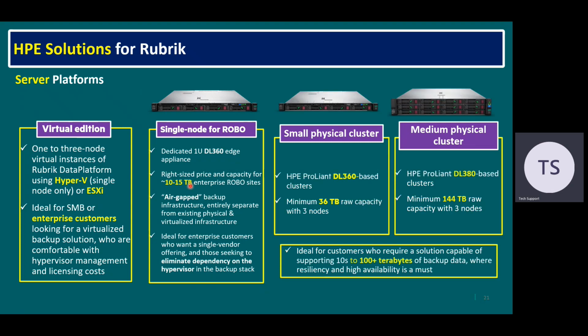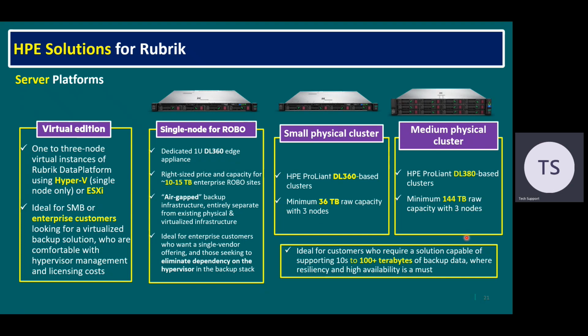Another two solutions are the small physical cluster and the medium physical cluster. When you are using a small physical cluster, these are HPE ProLiant DL360 based clusters, and the minimum raw capacity is 36 terabytes with 3 nodes. When it comes to the medium physical cluster, the size is increased and the server model also changes to ProLiant DL380, and the minimum capacity is 144 terabytes raw capacity with 3 nodes.